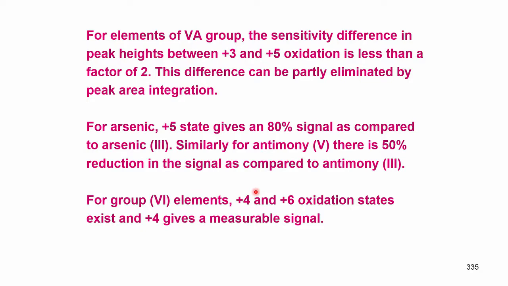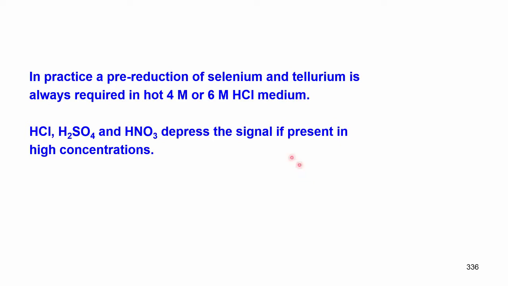We had discussed up to this level, this is only for your benefit, again reproduction, and then in practice a pre-reduction of selenium and tellurium is always required in hot 4 molar or 6 molar HCl. These kinds of details nobody will teach you in the class or anywhere else. You have to learn it from experience, but from my experience I am trying to give you the typical method of how you should intuitively go for the chemical analysis, because especially selenium and tellurium are the most toxic elements we have ever known.